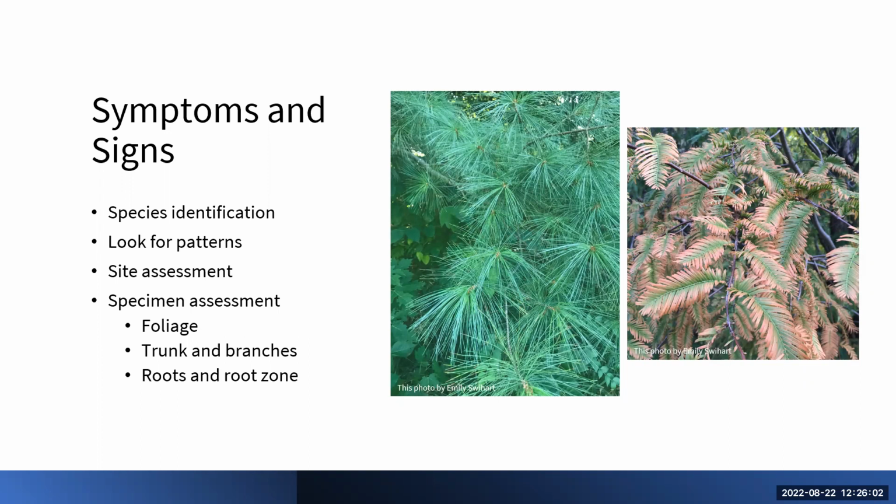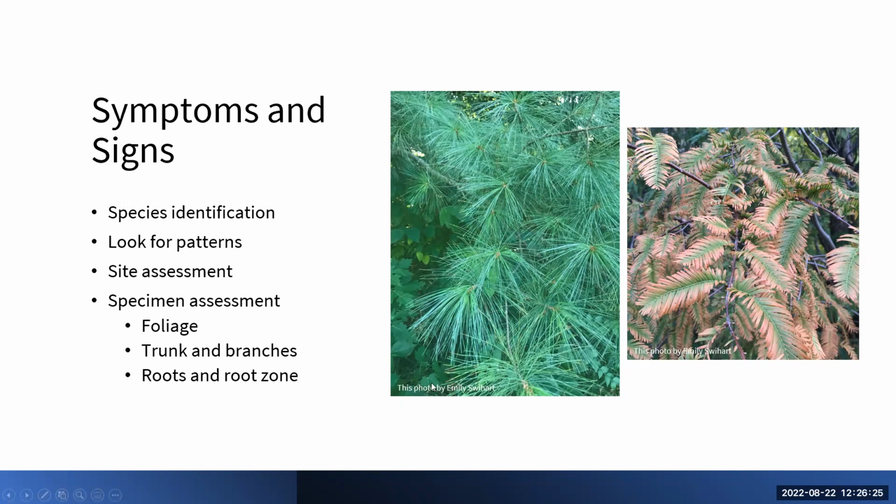Now, I tell you that, but I think it's also important to note that more than one thing could be going on with a tree. So that's important to keep in mind. Oftentimes you will see more than one thing happening on a tree at a time. So it might not be an isolated event if something is concerning you about your tree.